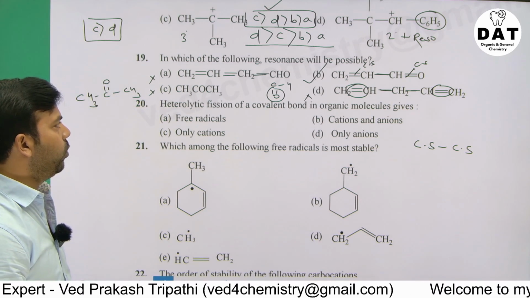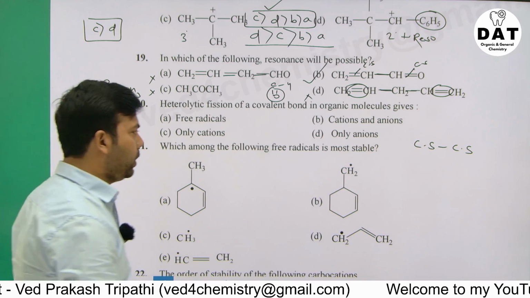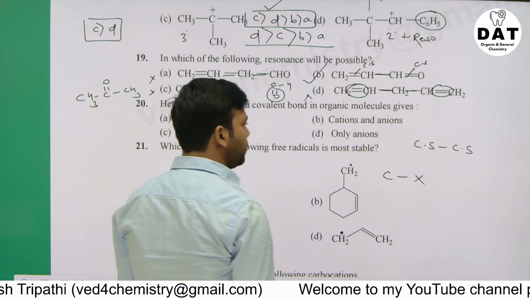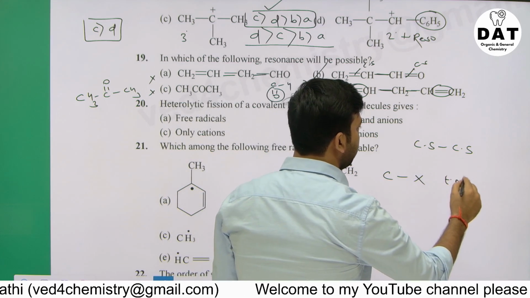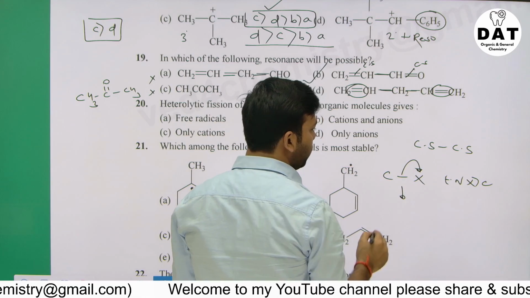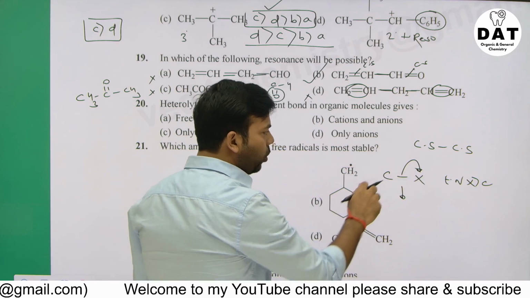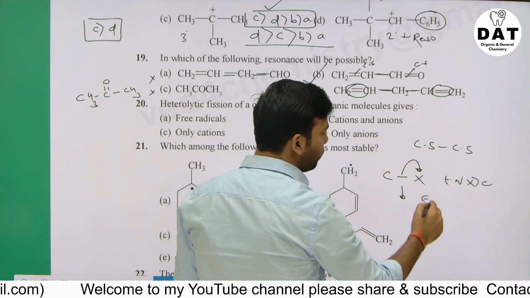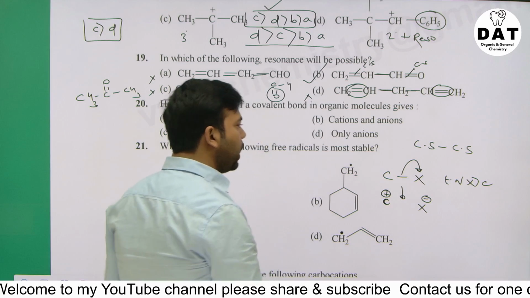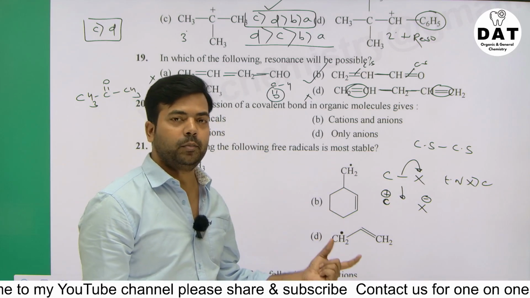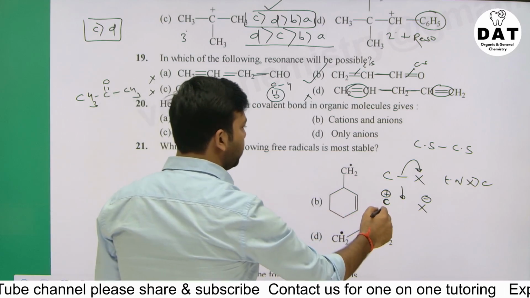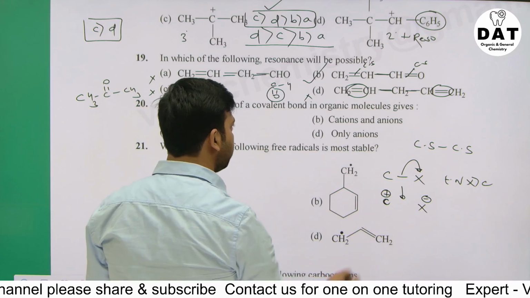Heterolytic bond fission of a covalent bond in an organic molecule. What is heterolytic? Let me explain. Suppose we have a C-X bond, and I am saying the electronegativity of X is greater than carbon. So it will break towards X, and as a result, X is going to pull the electron of this bonded pair, so X will be negative and this carbon will be positive. This type of breaking is called heterolytic. Why? Because there is a difference in the electronegativity. And it produces cation and anion. This carbon positive is the cation and X minus is my anion.